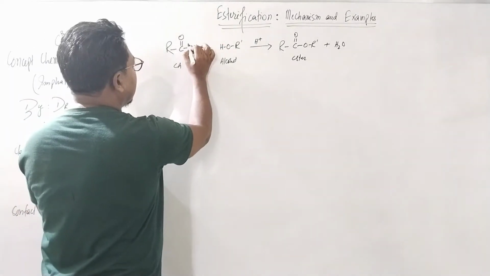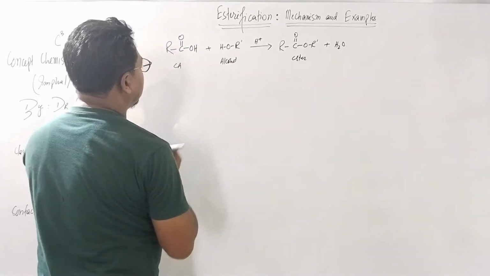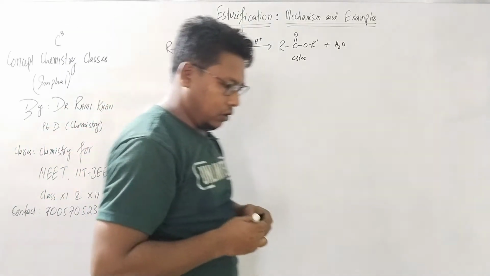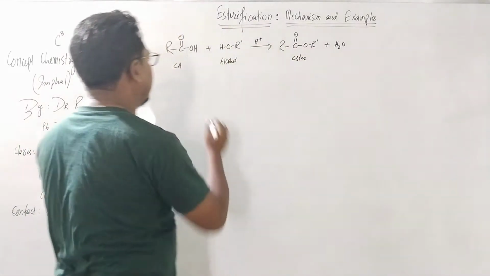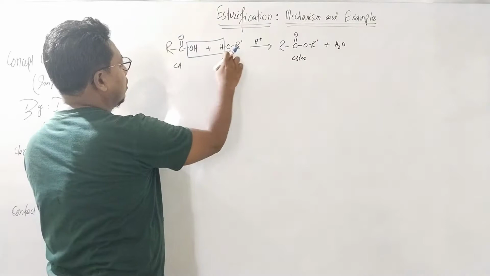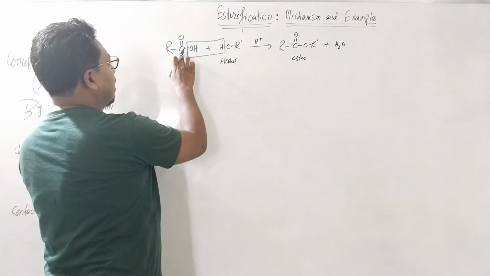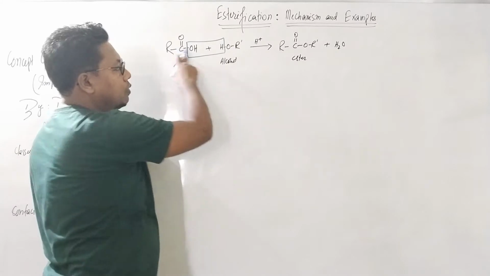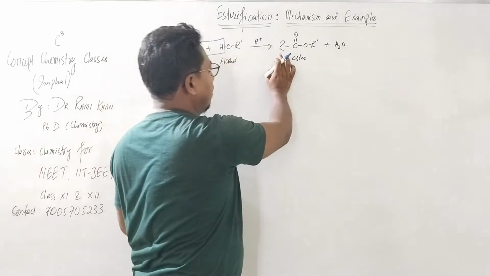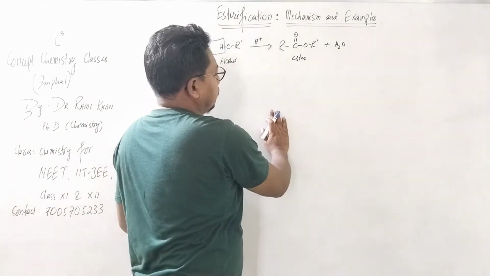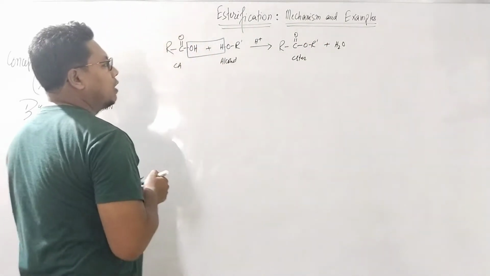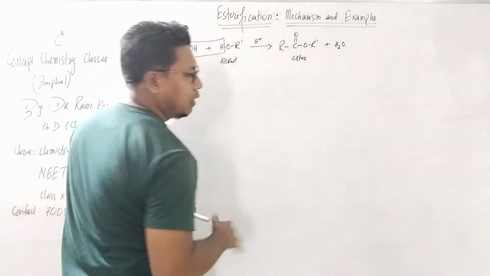As a trick, I can represent this reaction like this. So this water goes like this, and OR, which is the alkoxy group, is attached to this carbonyl carbon atom. So this is our product. These two R's can be the same or different, and accordingly we can form different esters.